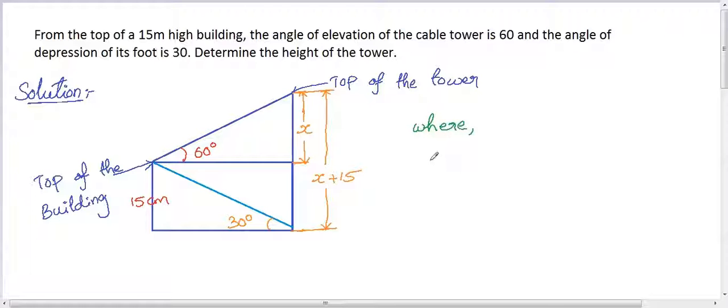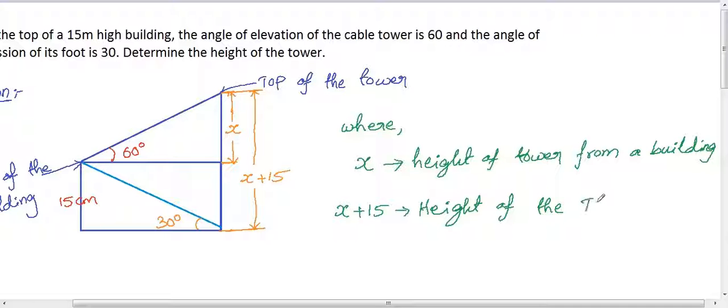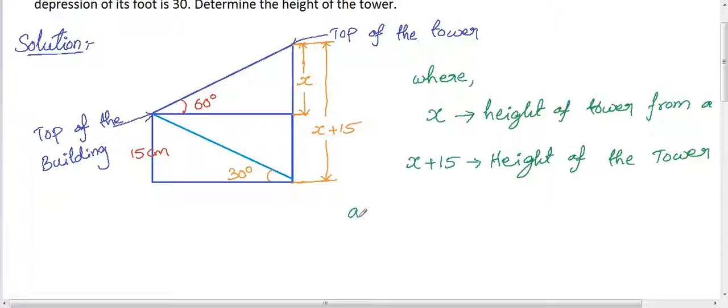So that's what here. x is the height of the tower from the building. And then x plus 15, where 15 is the height of the building. So x plus 15 is the total, the complete height of the tower. Now we need to find that, x plus 15.